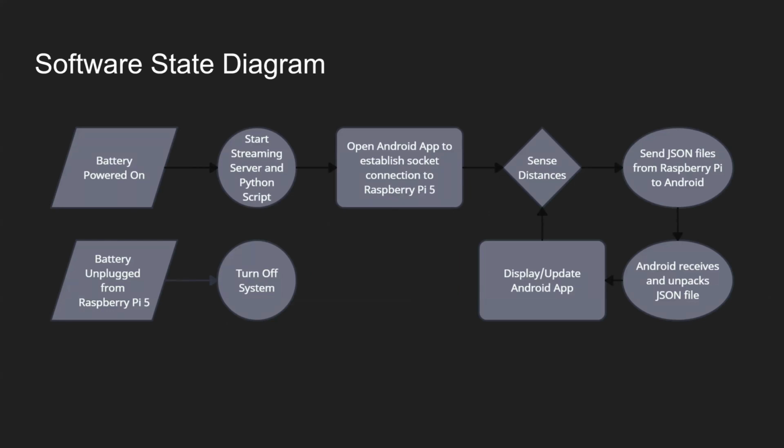So here's a simple software state diagram of the software side. So when the Raspberry Pi is powered on by the battery, we go ahead and start the Python script as well as the streaming script. Next, we open up the app to establish connection between the app and the Raspberry Pi 5. Next, the distances begin sensing. Once the distances have been sensed, the JSON file is sent to the Android. The Android receives that file and unpacks it, and then takes the data that was unpacked and displays it to the UI. This process of sensing the data and sending it to the app is repeated until the battery is unplugged from the Raspberry Pi 5, which essentially just turns the entire system off.